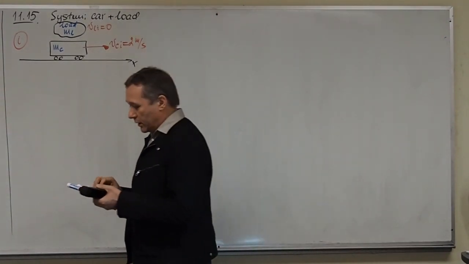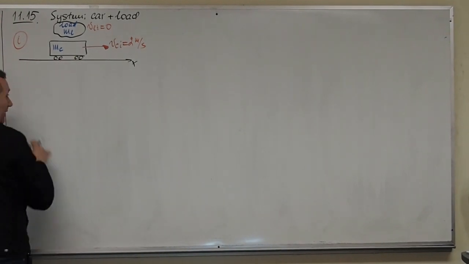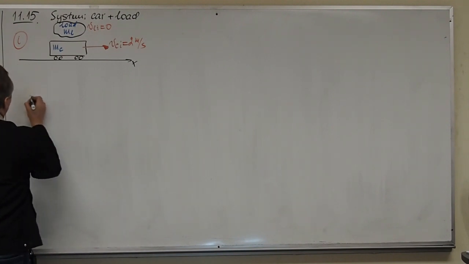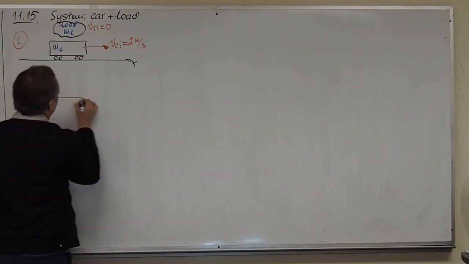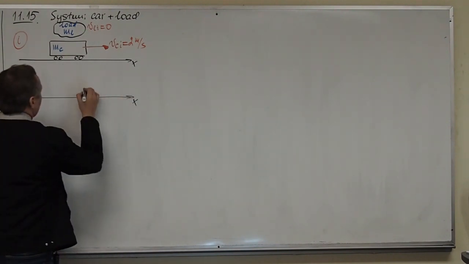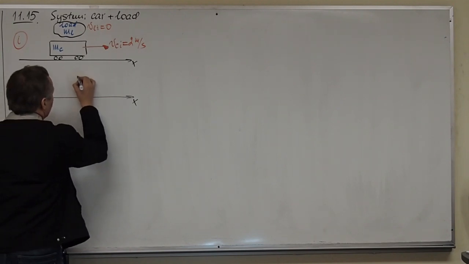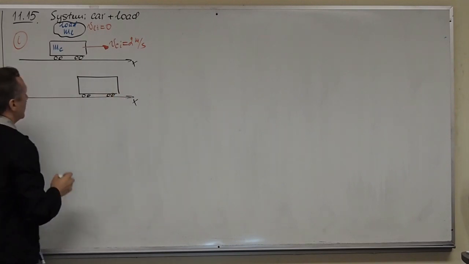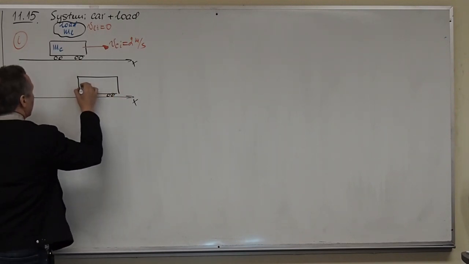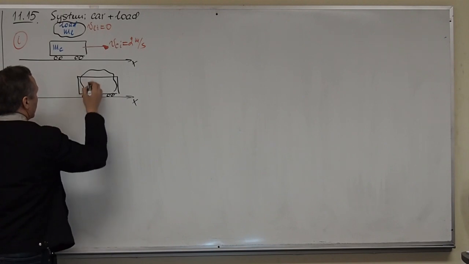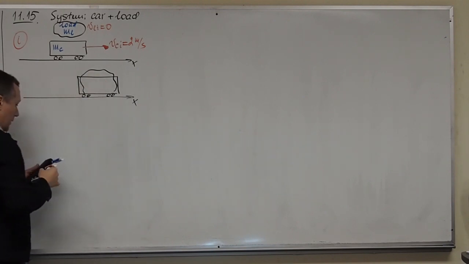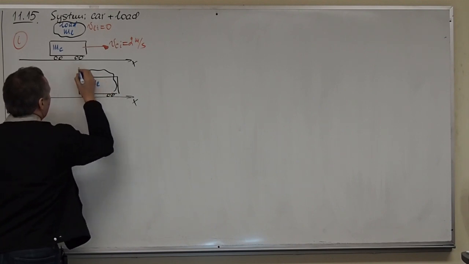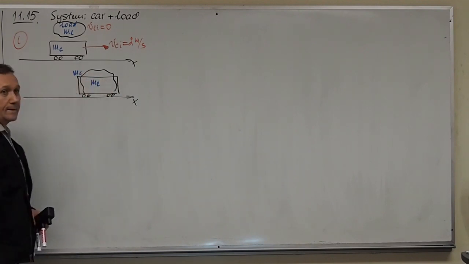Now let's draw the situation after the collision, after the load is dumped into the car. Now after the collision, again, it's still one-dimensional motion. Of course, the car might have moved slightly, this way. And the load now is inside. So this is our load. Let me label them. It will be the mass of the load, and of course, the mass of the car is still there.